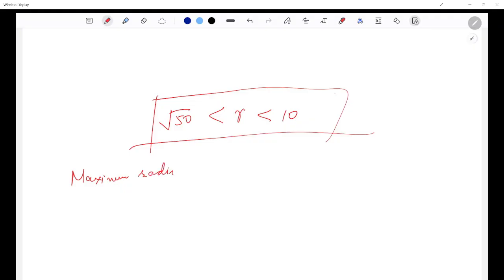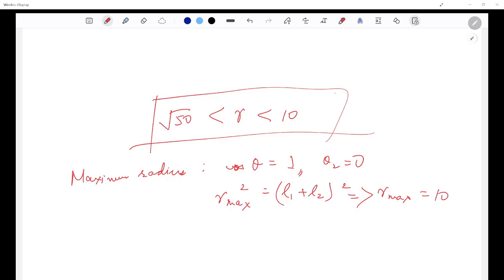Okay, maximum radius, when does it occur? As you said, it occurs at cos theta 2 equal to 1. That means theta 2 is equal to 0. So R max square is L1 plus L2 whole square, or we can directly write this, there's no need to write R max also here, and from here we get R max is equal to 10.